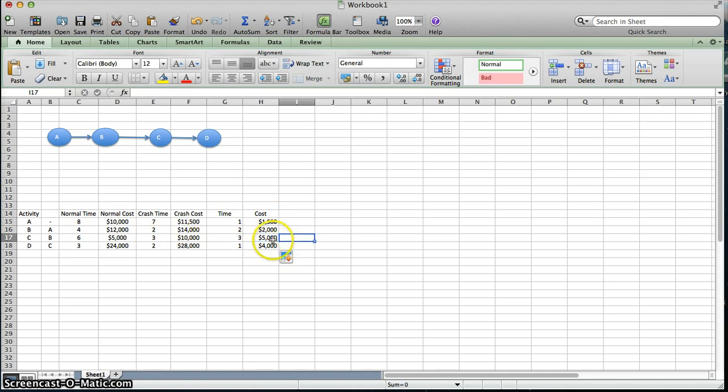Now, the problem is that these are differing amounts, but they're also differing amounts of time, and we need to make sure that we make a fair comparison. Because for 1,500, we only get 1 day. For 2,000, we actually get 2 days. So we want to figure out what the cost per day or per week or whatever unit of time you're using. So we'll take the cost and we will divide it by the time so that we have that into comparable units.